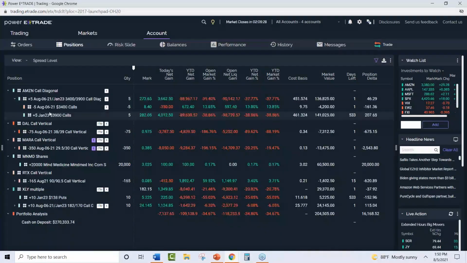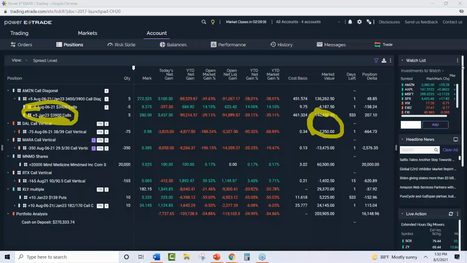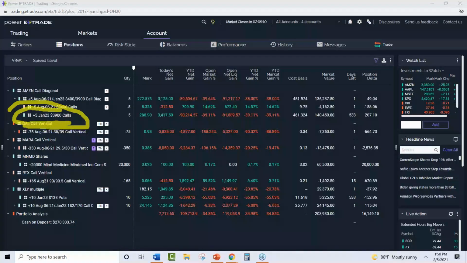So here we go. I am long the 5 of the Jan 23 3,900 calls. $140,000 worth of Amazon in my personal. I'm long 5 of the Jan 23 calls. And so that's my long-term bullish trade. Okay, 5 Jan 23 3,900 calls.